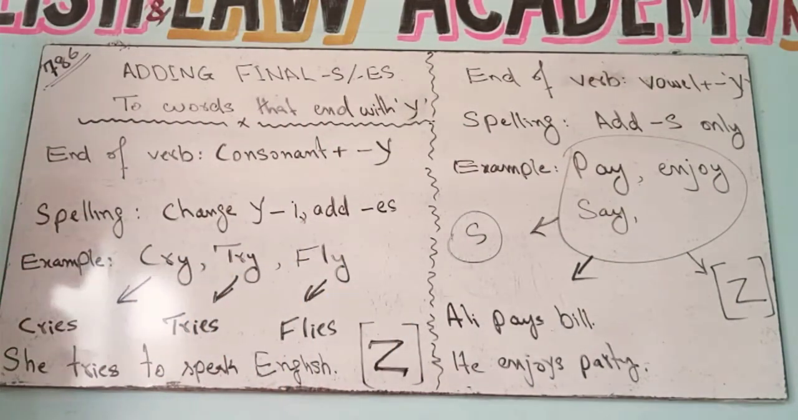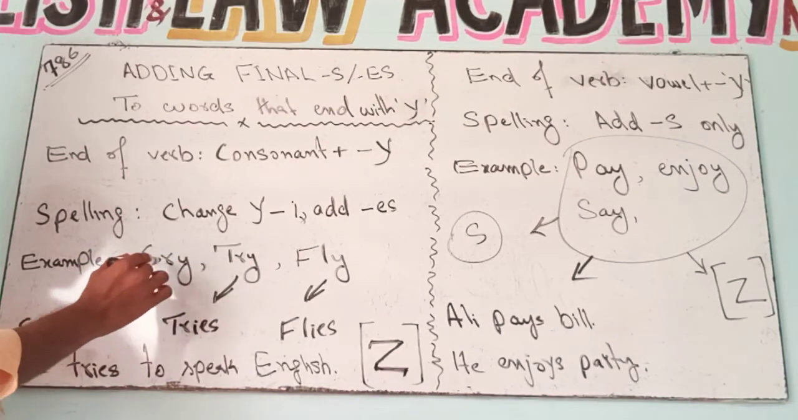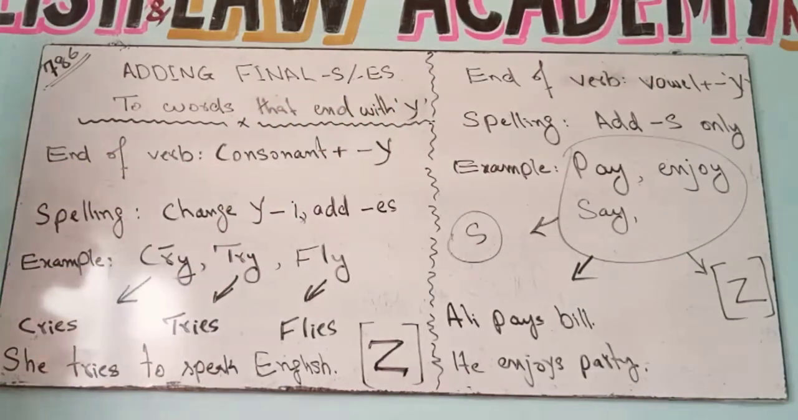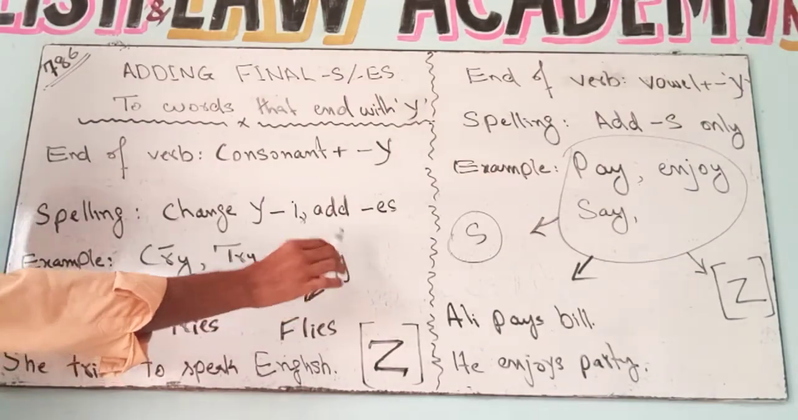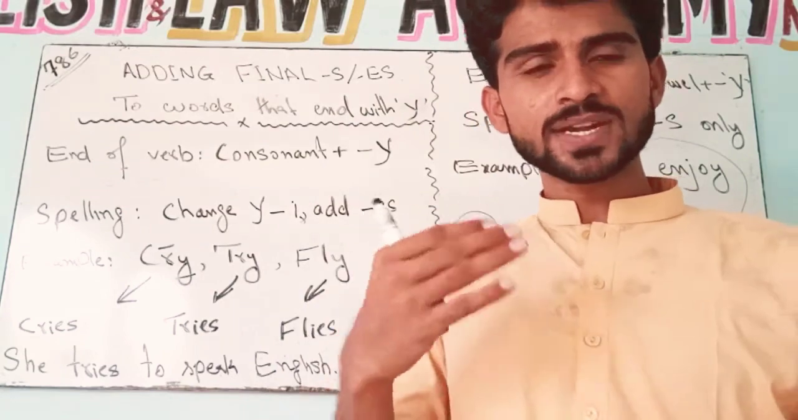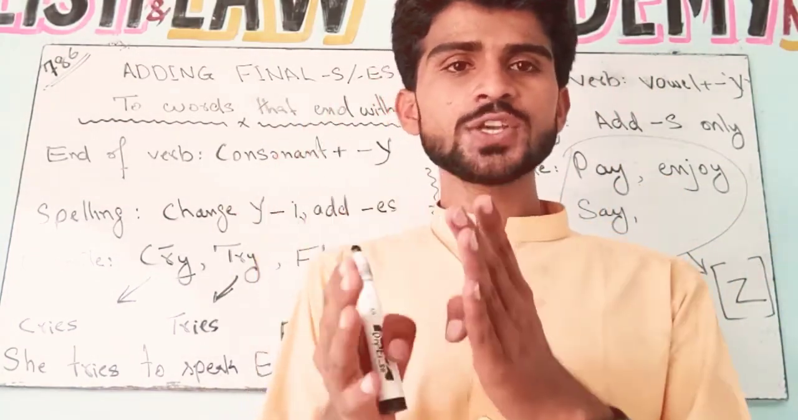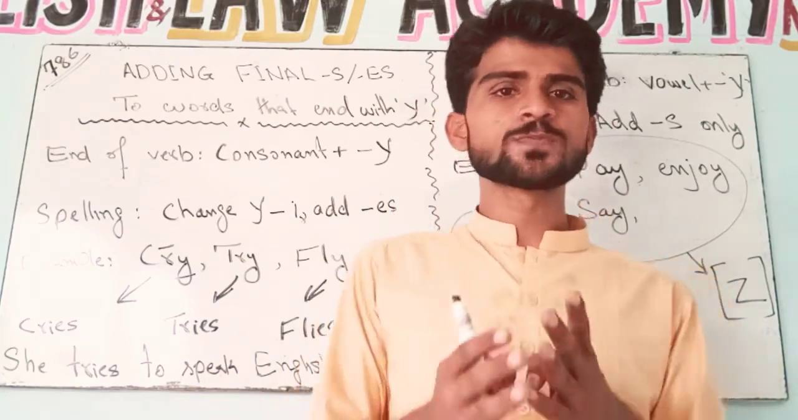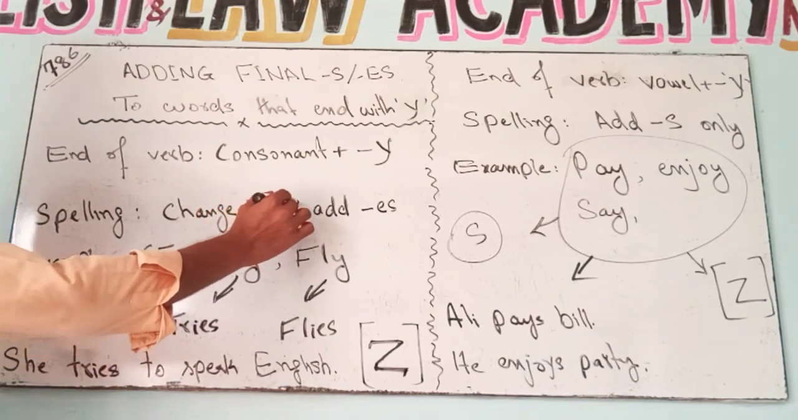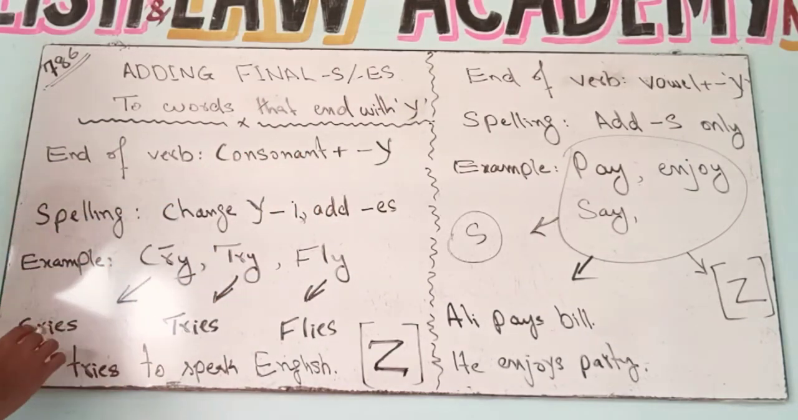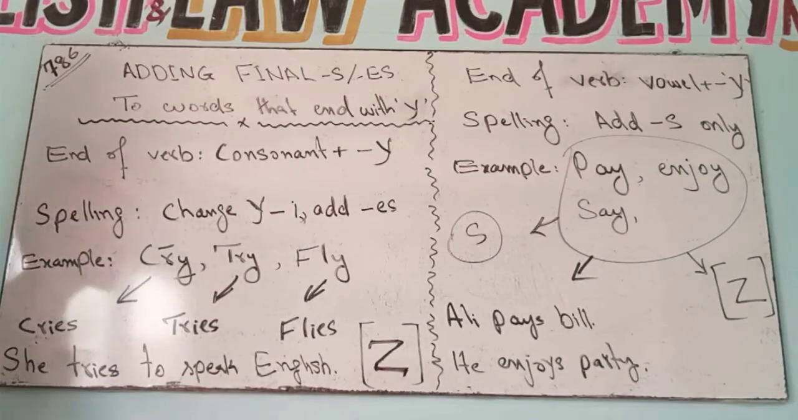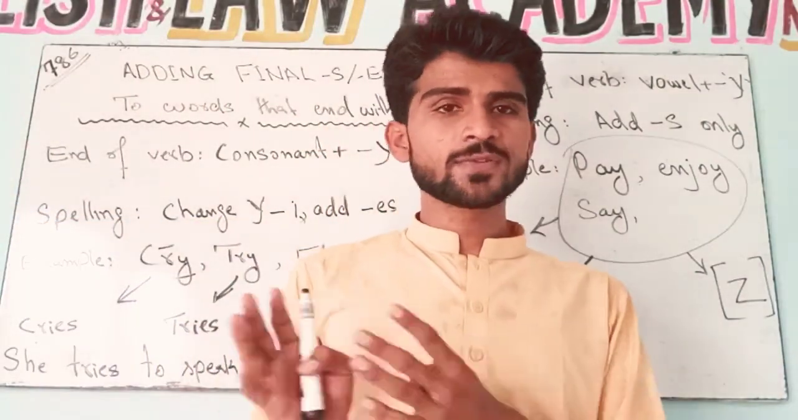There are so many examples. You can read, for example, cry. Here R is a consonant and then the Y, as already mentioned in the heading. Cry, try, fly. If these verbs are being used in present simple tense with third person singular, we have to replace Y with I and add ES. For example, here: cries, tries, flies, like that. There are many other examples you can add.